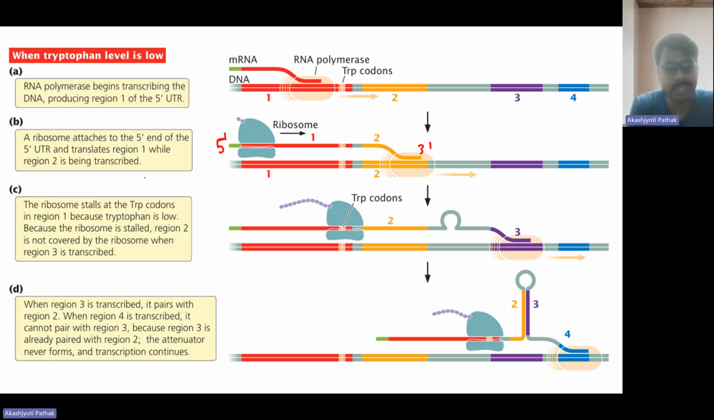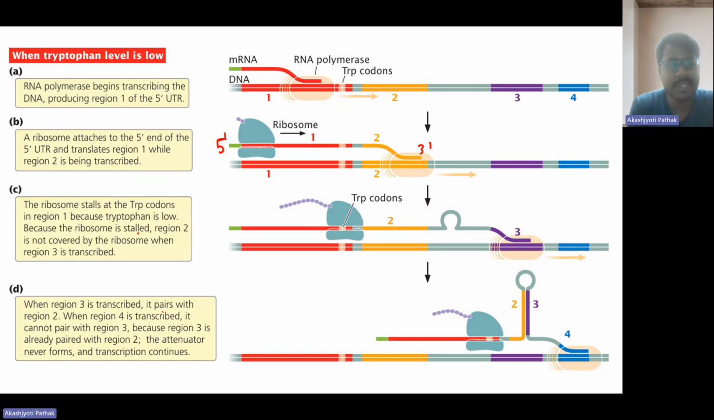Since the tryptophan level is low, the tRNA, when you learn about translation, you will understand, has anticodon sequences which tell which is the next amino acid that will be joined to the growing polypeptide sequence. Because the ribosome is stalled, region 2 is not covered by the ribosome when region 3 is transcribed. Region 2 is not covered by the ribosome.